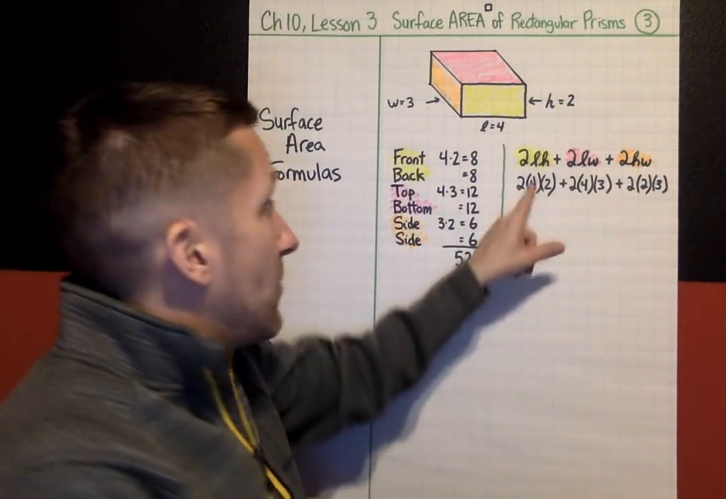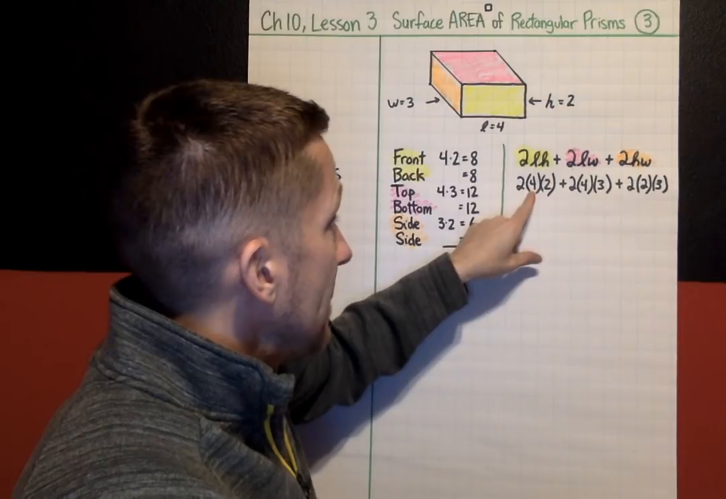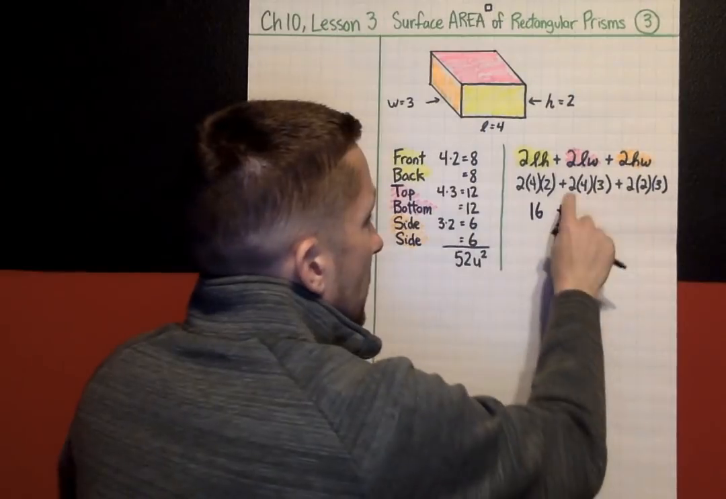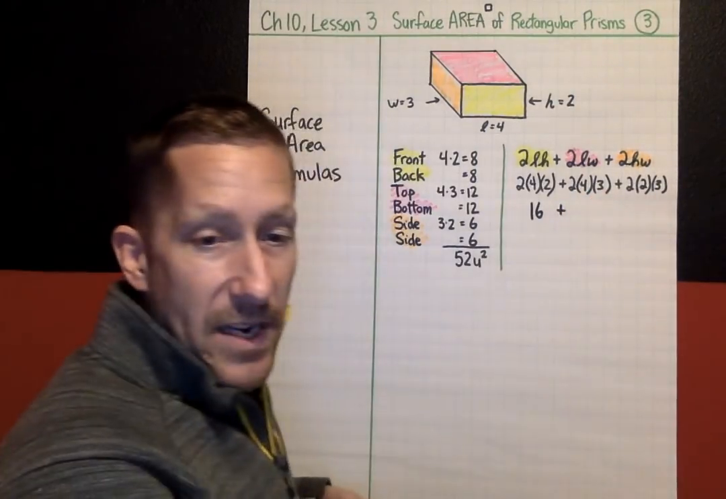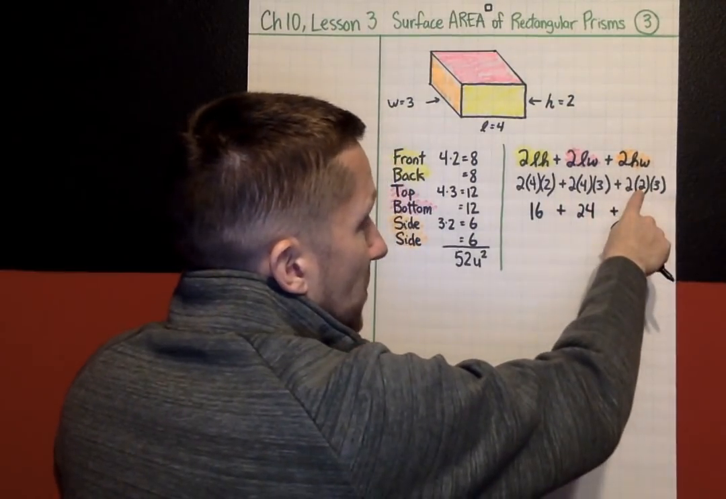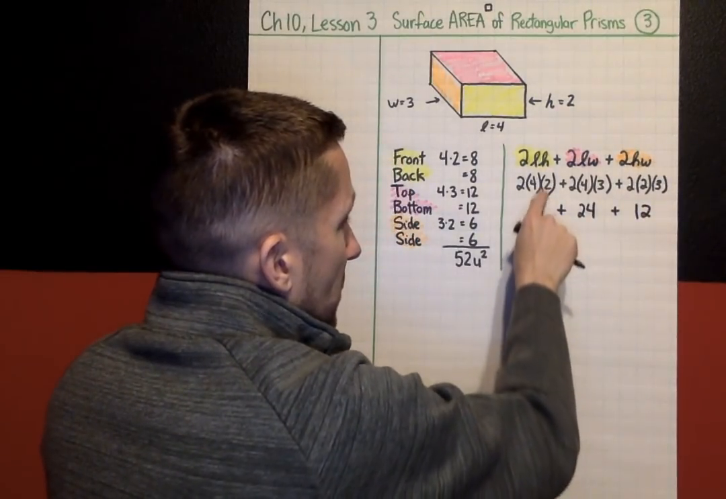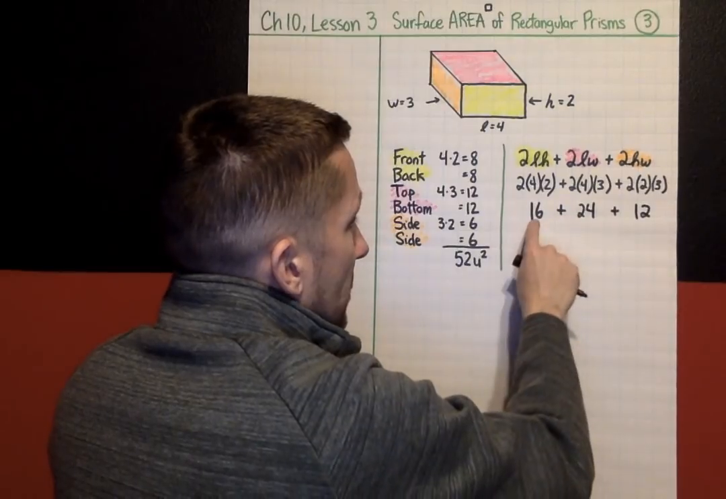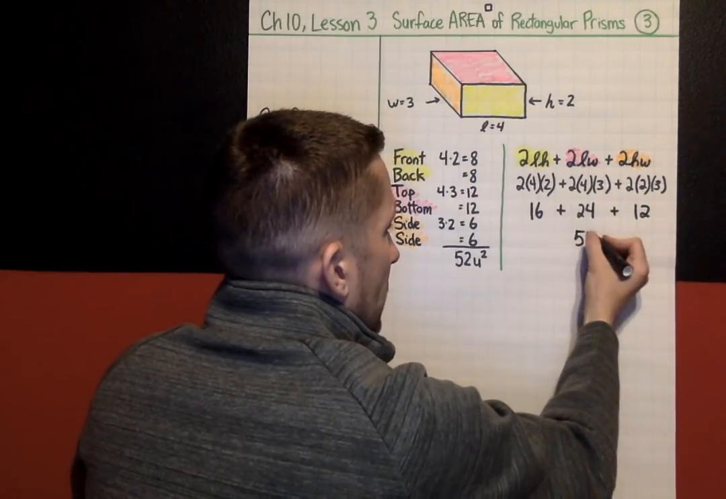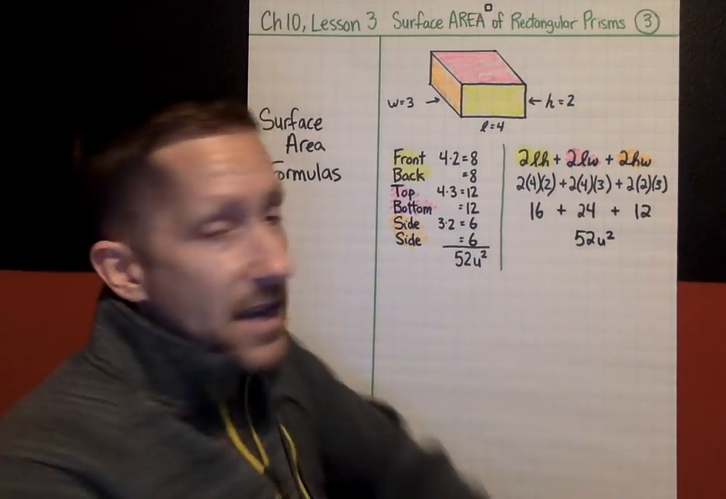So now I would use order of operations to solve all this. I'm going to multiply first. 2 times 4 is 8, times 2 is 16, plus 2 times 4 is 8, times 3 makes 24, plus 2 times 2 is 4, 4 times 3 is 12. So these turn into 16 plus 24 plus 12. 16 and 24 combined makes 40, plus 12, I wind up with 52 units squared. So you can see I got the exact same answer.